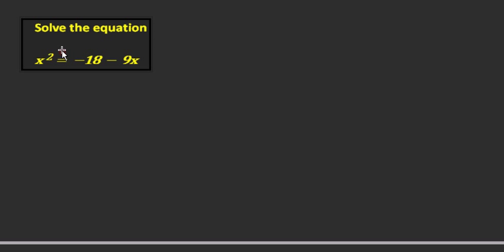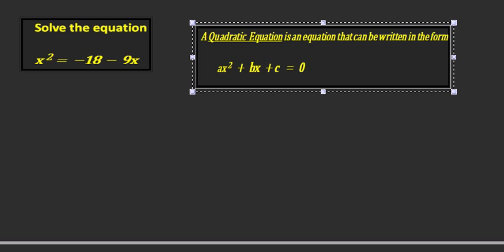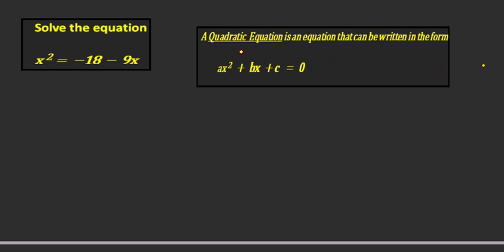Alright, it says to solve the equation x squared is equal to negative 18 minus 9x. Now we notice that there's an x squared here, and that tells us that we have what's called a quadratic equation. And a quadratic equation is any equation that can be written in this form here, where you have ax squared plus bx plus c is equal to 0.